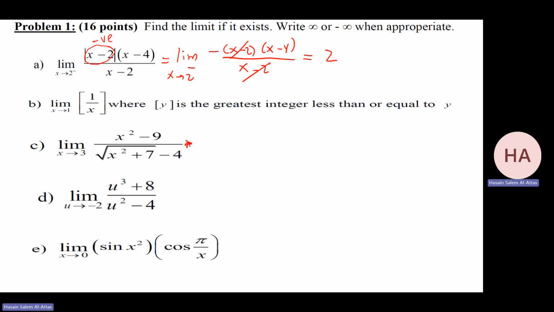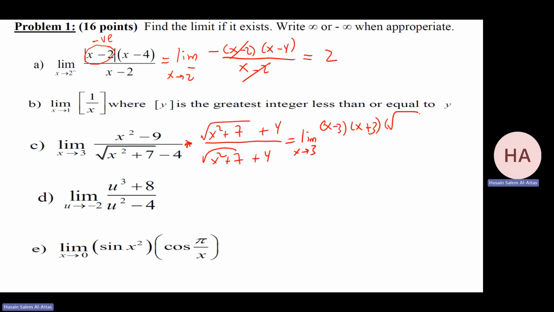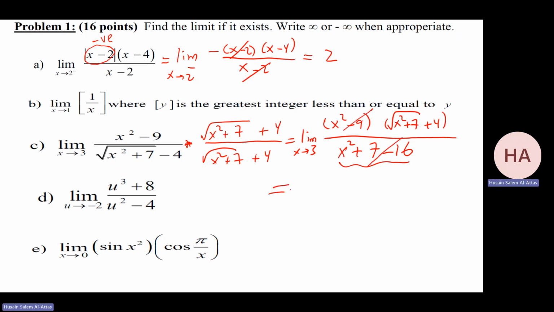I'll do this one here. Then I'll do B and D and then E in the next slide. Rationalize, regular rationalization. But I think the calculations will be a little bit tedious. This is (x minus 3)(x plus 3). Very clear. The square root of x squared plus 7 plus 4 over this one, which is x squared plus 7 minus 16. Actually, I don't need to do this. This is x squared minus 9, and this is x squared minus 9. So we just cancel it. And we just substitute. What you will get: 9 plus 7, 16, square root 4 plus 4, 8, over the denominator, which is the same as this. Cancel it. That's it.